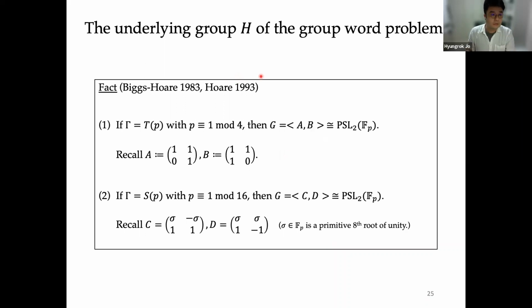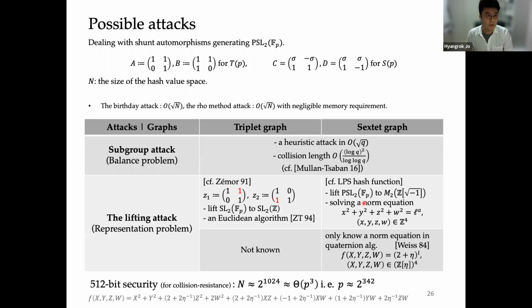So the underlying group is a group word, and gamma. When we consider the triplet, the group is generated by these A and B matrices, which is equivalent to a projective special linear group. In the sextet case, sigma is a primitive eighth root of unity, and the group is generated by C and D, and then it becomes a projective special linear group.